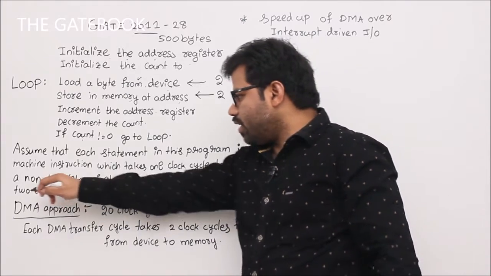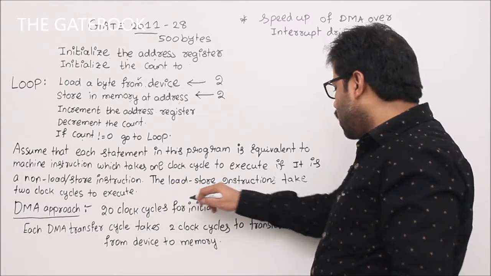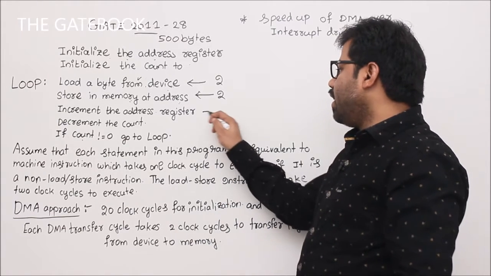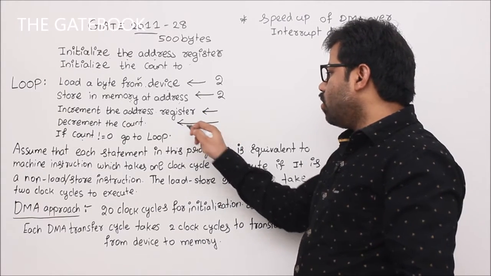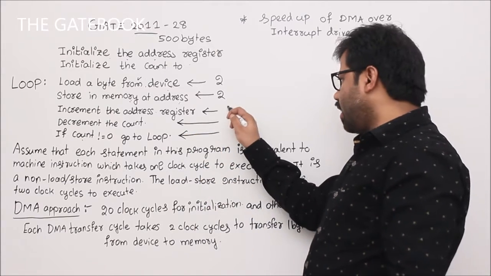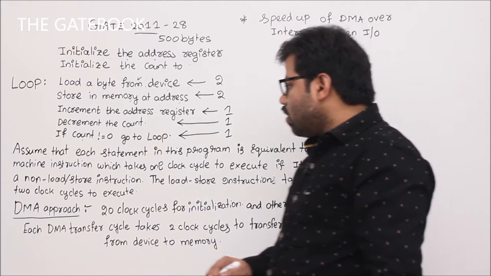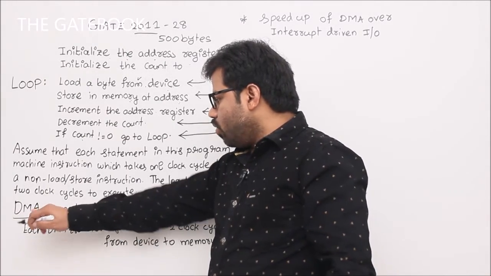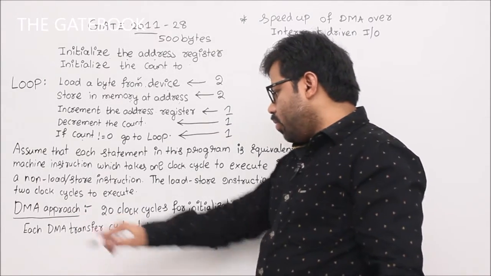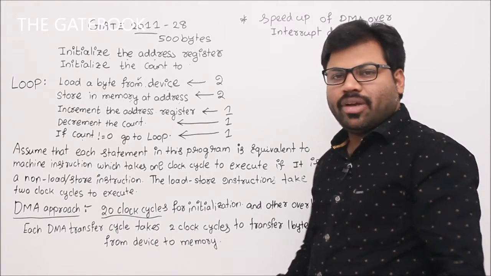So how do you know that, sir? You read this: a non-load store instruction takes 1 cycle, otherwise the load store instructions take 2 clock cycles to execute. Incrementing the address register, decrementing the count, and checking the count are all very easy to do, so they take less time. That's why they have mentioned it as 1 cycle. Now you understood finally that it is interrupt driven IO, right? Let us read the remaining question. DMA approach. There is another approach called DMA. In that, we know that initially we have to prepare the DMA controller, right?